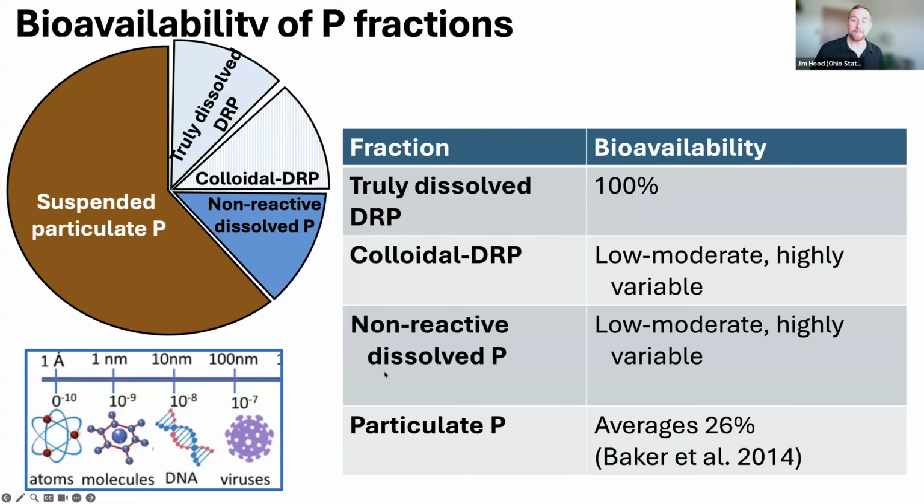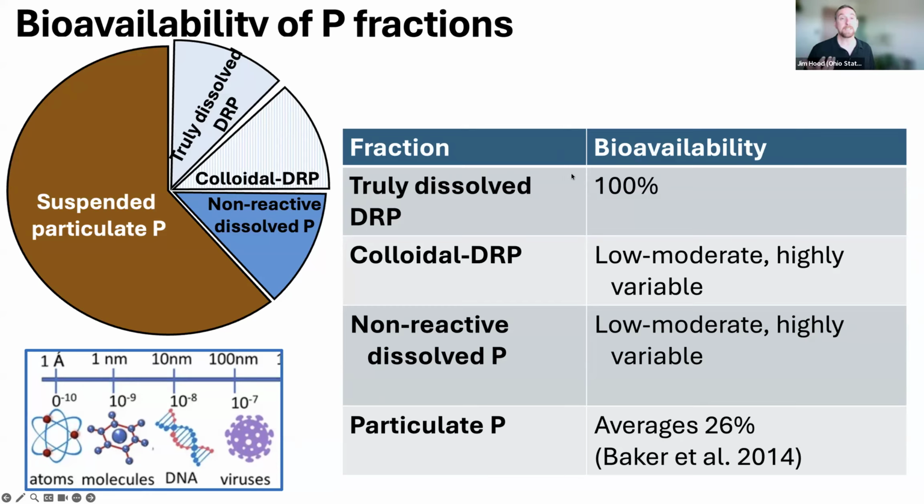The non-reactive dissolved fraction runs between very low and moderate bioavailability, but it's highly variable depending on what kind of particles are in there. Some colloids are bioavailable, others are highly recalcitrant. Colloidal DRP is the same, although we would expect that to be slightly more bioavailable than the non-reactive fraction. And then this truly dissolved fraction we expect to be phosphate, and we would expect 100% bioavailability there.